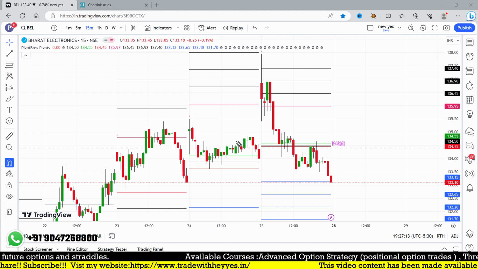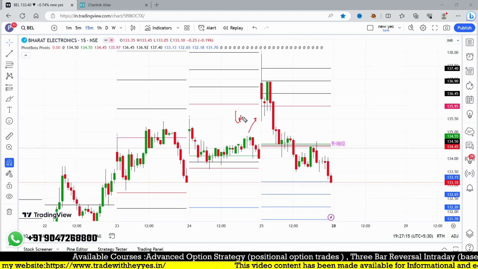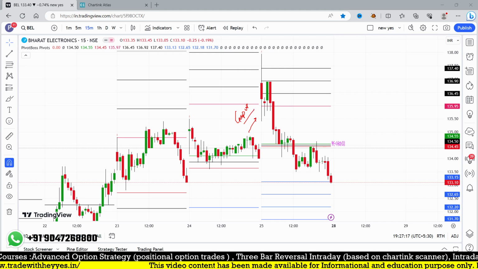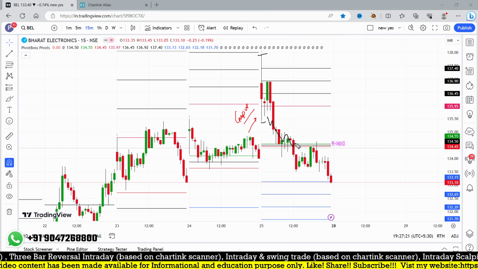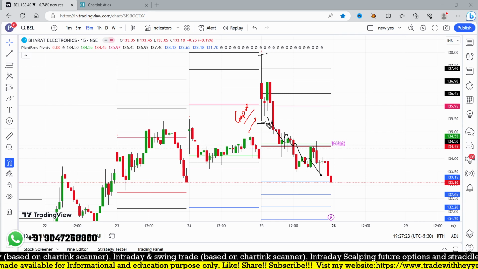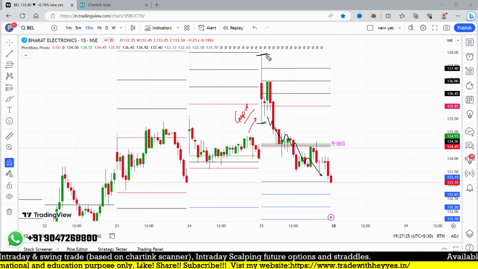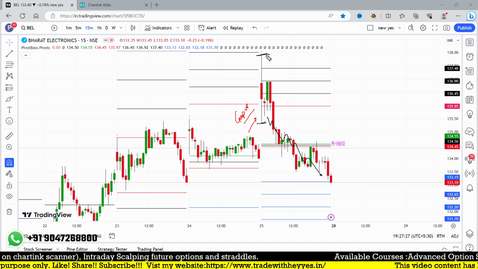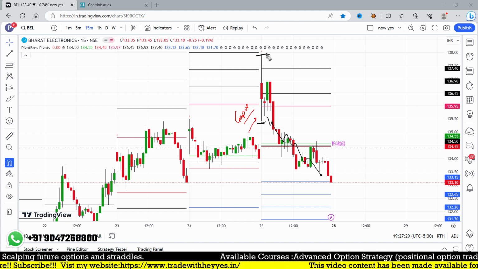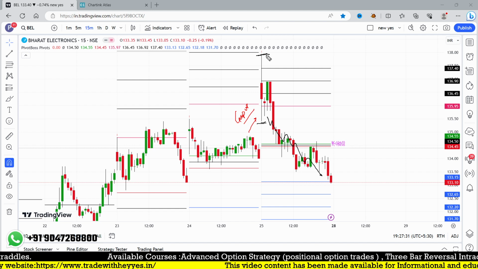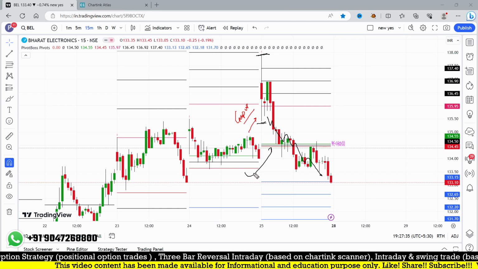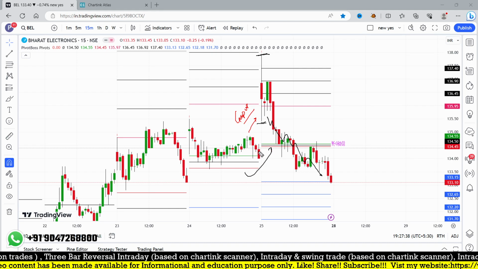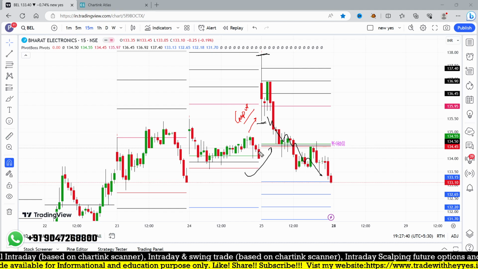The stock which opened with a gap up, and there is a trend reversal at the highest level. It gives you such a trend reversal. So how do we find such stocks by using a Chartink scanner? That I'm going to show you in this video. And most of the time, we need to check the CPR relationship also, which works better for this strategy.